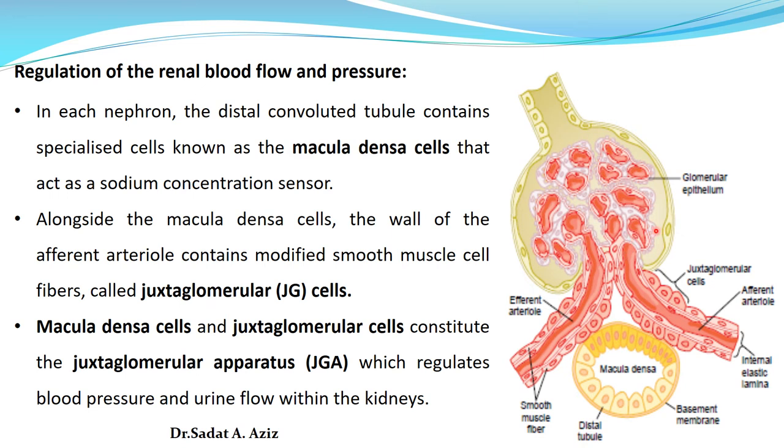In each nephron, the distal convoluted tubule. If you remember what we said, we have the proximal convoluted tubule, loop of Henle, distal convoluted tubule, then the collecting duct. So, in each nephron, you know what we mean by nephron. Distal, not proximal. The distal convoluted tubule contains specialized cells known as the macula densa. Okay, macula densa cells.